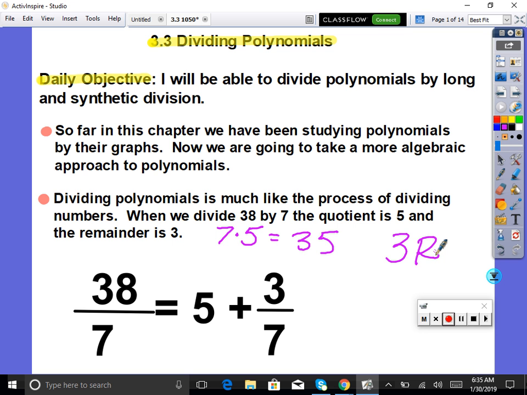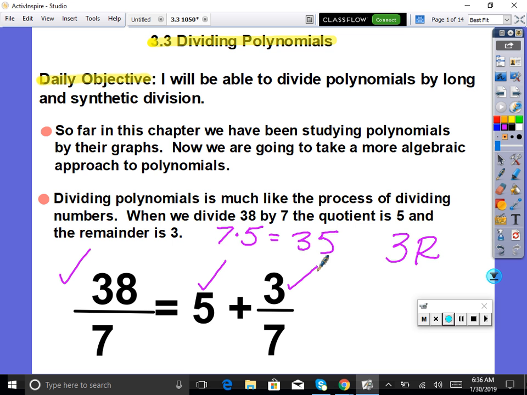This is just how we write it. We got 5 plus 3 over 7 when we divided by 7. We add the remainder here, and then it's over 7. And if we were to go backwards and get a common denominator and combine like terms in our numerator, we'd end up right back here. So 5 is the quotient, that's what your answer is. It's called the quotient, and the remainder is 3.